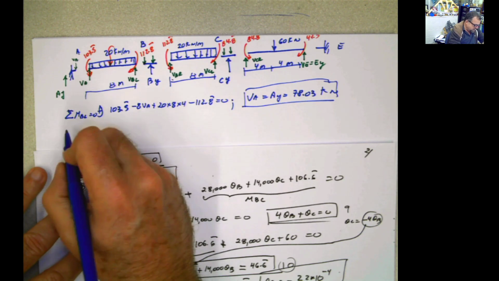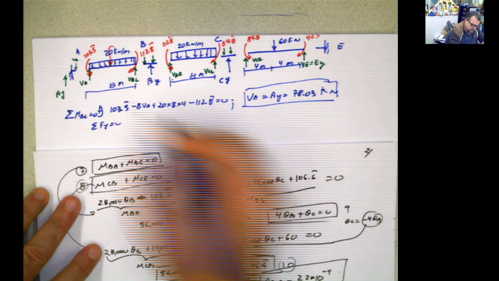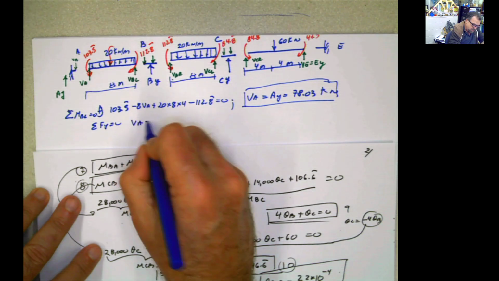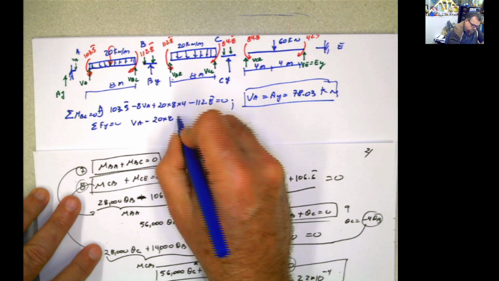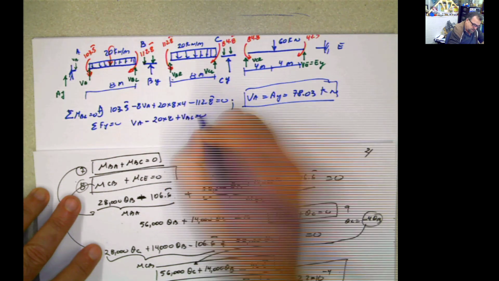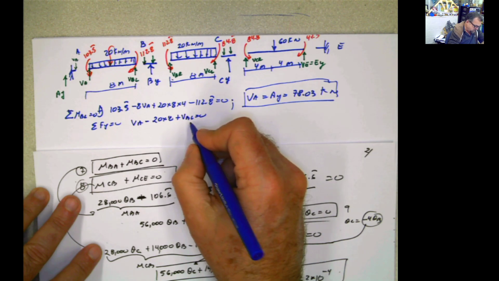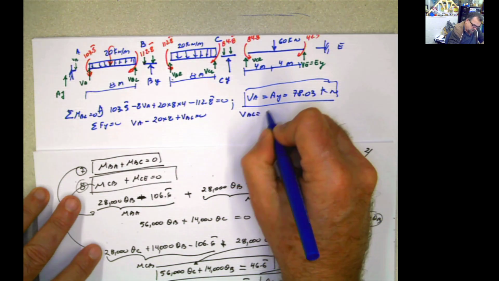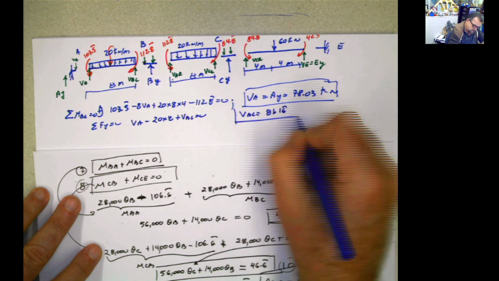Okay, so now we can do summation of forces in the same one. If I do summation of forces in Y equals 0. Now I know this one, right? I can calculate VA. So VA minus 20 times 8 plus VBL equals 0. So now I can calculate VBL, and VBL is 81.16 kilonewton.